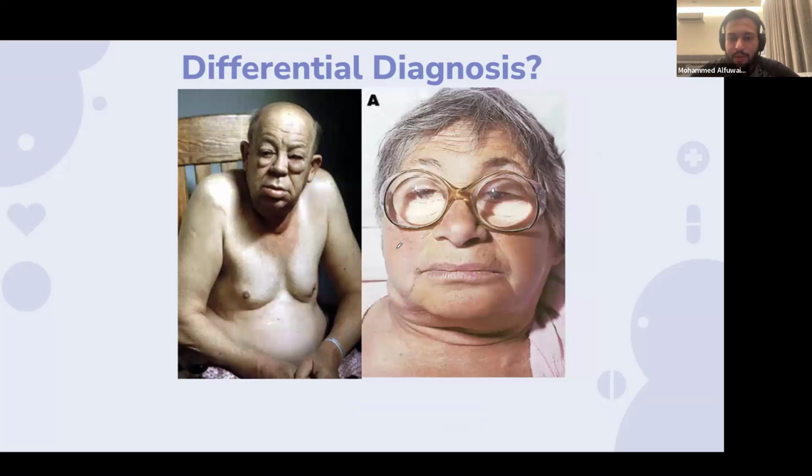How about this patient? This patient has been complaining to you that they are feeling very lethargic, very slow. They have been gaining a bit of weight.